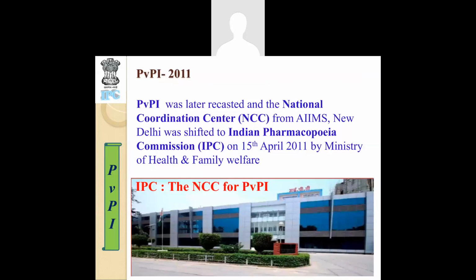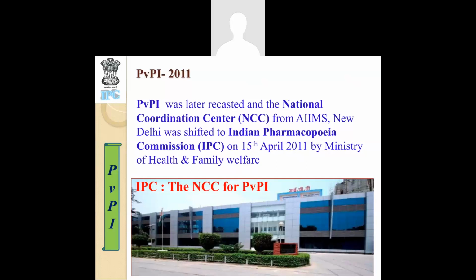So this picture is the IPC at Ghaziabad. This is the National Coordination Center for PVPI program. And so, from that time onwards till date, it is the National Coordination Center, and it is running very effectively with the many outcomes from the ADR reporting all over country. So what is the role of this PVPI? It mainly monitors the ADRs among the Indian population.